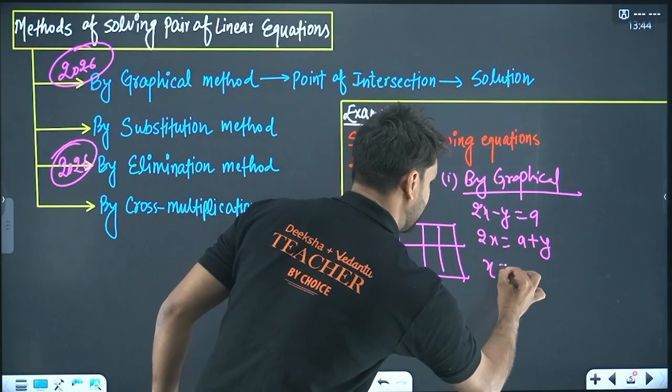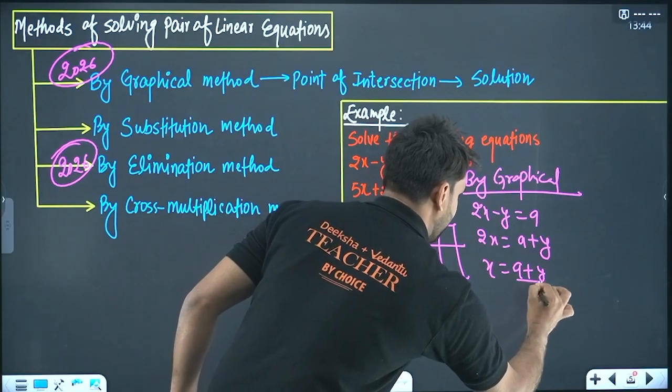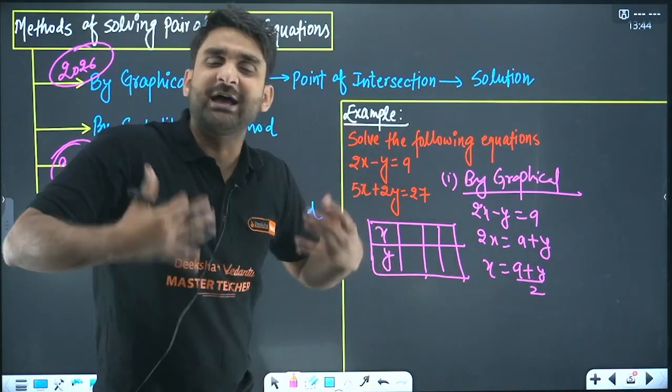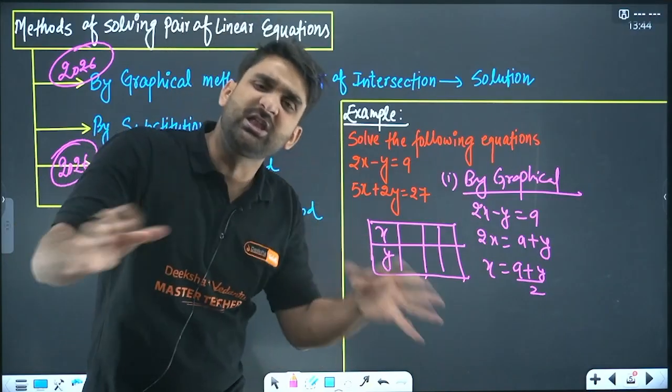So x can be written as (9 + y) / 2. Now put y as per your need, as per your comfortability. You can put any value.